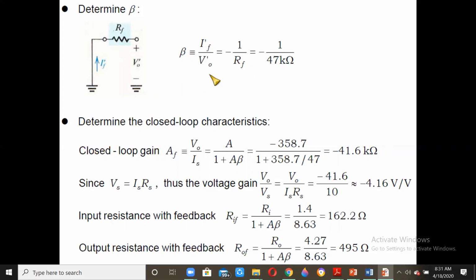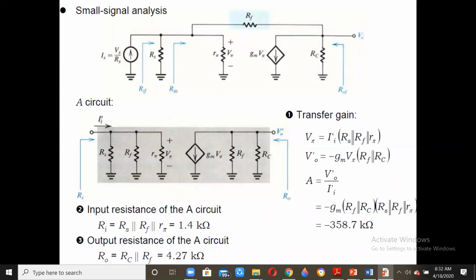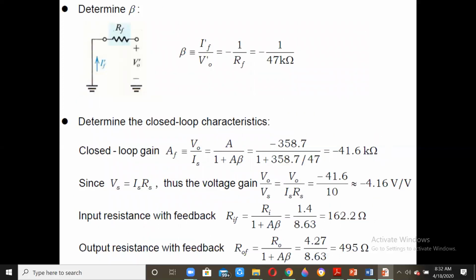So having written the value of beta, now we can determine the closed loop characteristics over here. The gain multiplied by the value of beta: A is minus 358.7, and the value of beta is minus 1 by 47. All that is substituted over here, and we'll get this. So this quantity which is there is 8.63, which will be very useful. 1 plus A beta is 8.63.